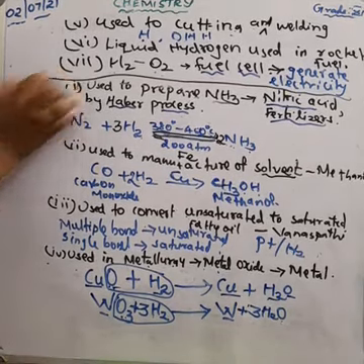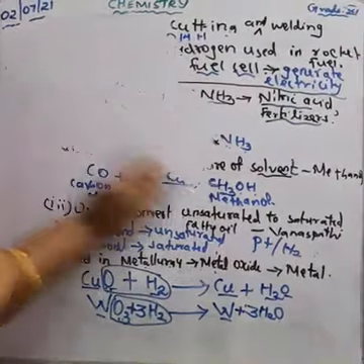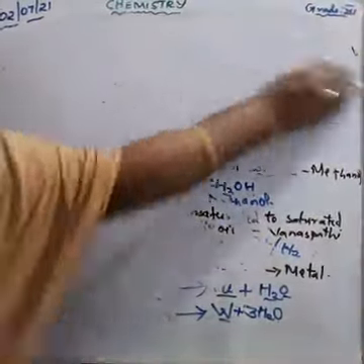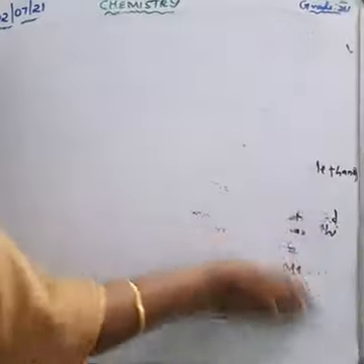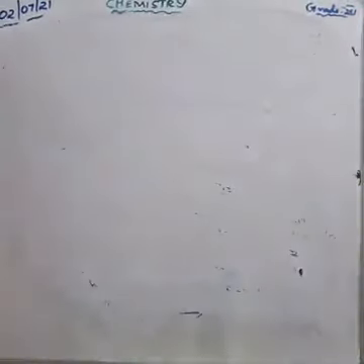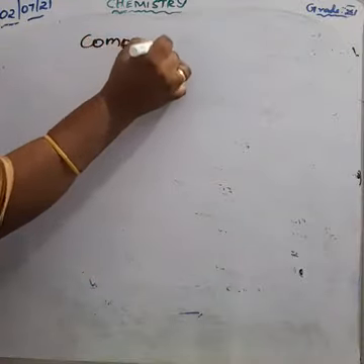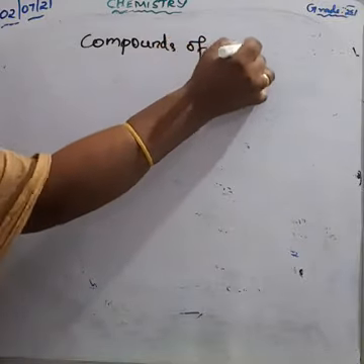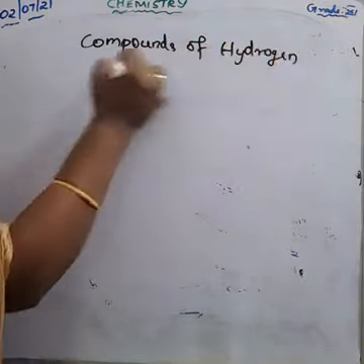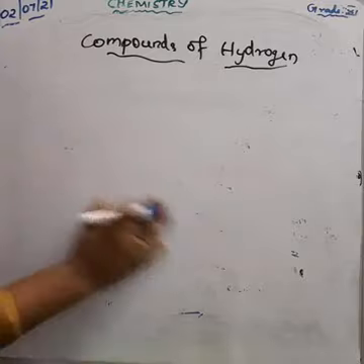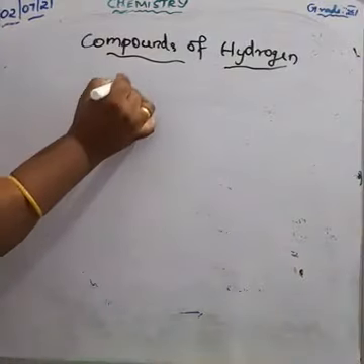compounds of hydrogen. What are the compounds of hydrogen? Okay, carbohydrates, methane CH4, glucose C6H12O6, fructose, and sucrose C12H22O11. These are all compounds of hydrogen. But today our topic is water. Water is one of the compounds of hydrogen.